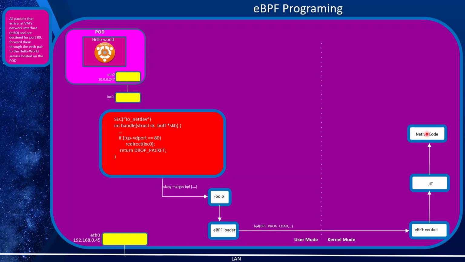So we have the native code here, and we can also create maps if we need to. We need to save state information.